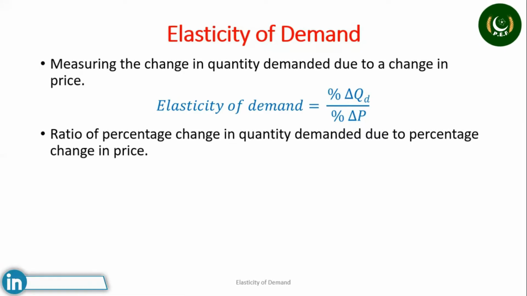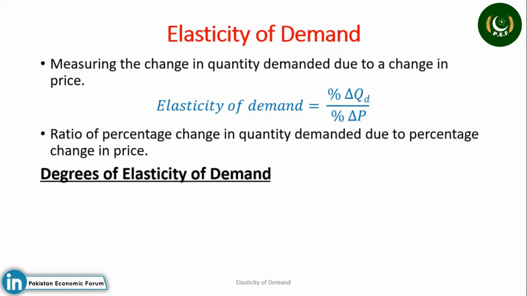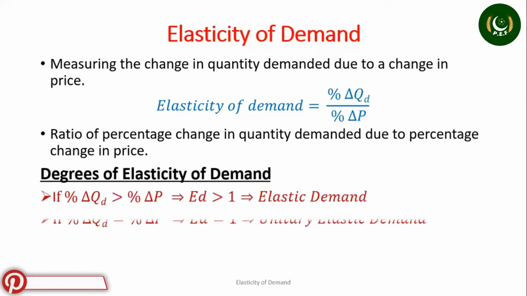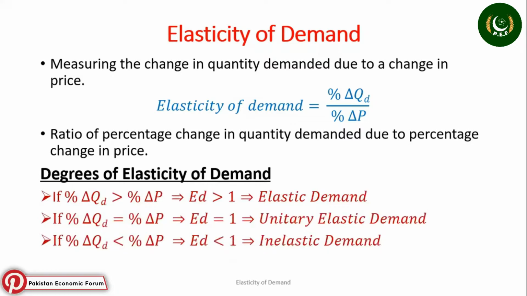Based on the value of elasticity, we can categorize the degrees of elasticity as more elastic or elastic demand, unitary elastic demand, or inelastic demand. If the reaction of quantity demanded is higher or greater compared to the reaction in price in percentage terms, then the absolute value of elasticity of demand is greater than 1. We call it elastic demand.